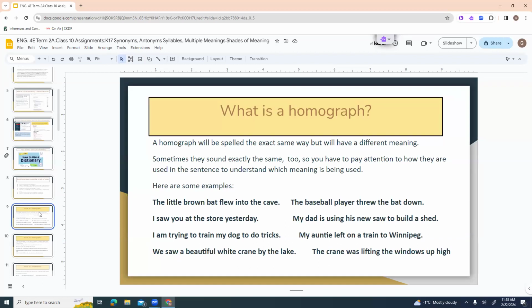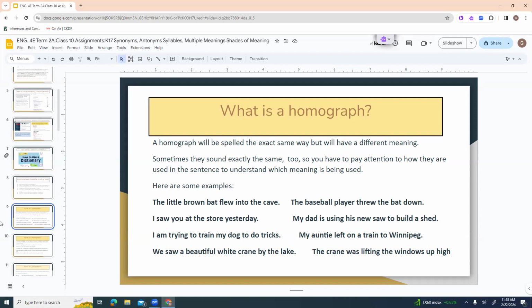I saw you at the store yesterday. I used my eyes and looked over, and there you were. My dad is using his new saw to build a shed. So that's a tool that's very sharp, like a knife. I am trying to train my dog to do tricks, trying to teach him, basically. My auntie left on a train to Winnipeg. That kind of train is a long stream of cars hooked together.